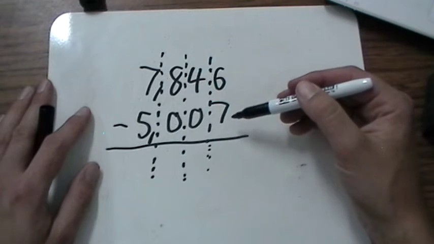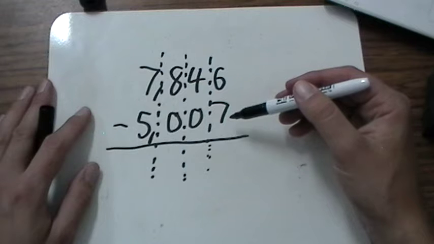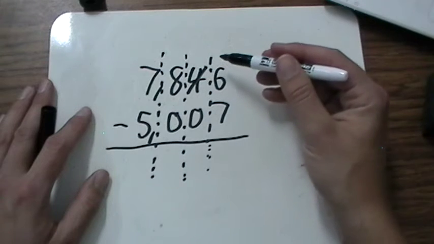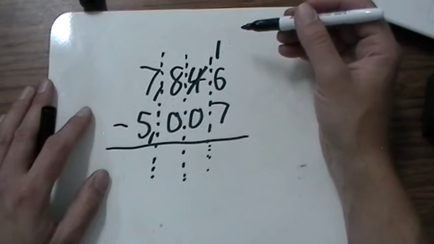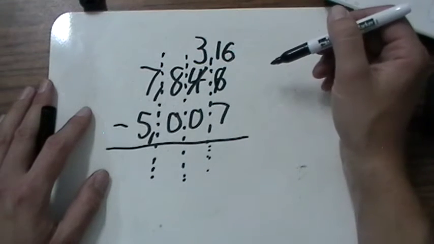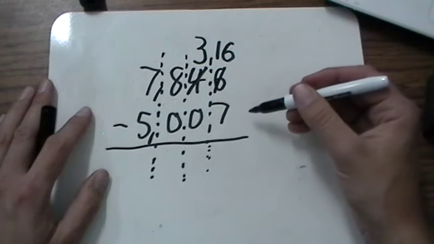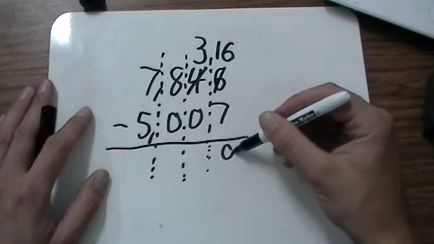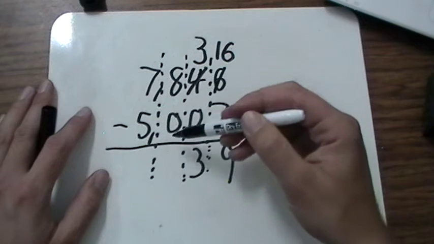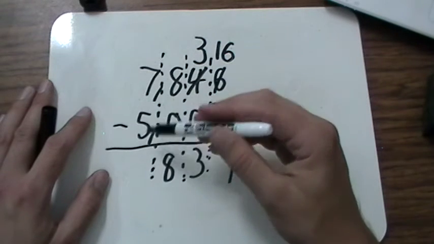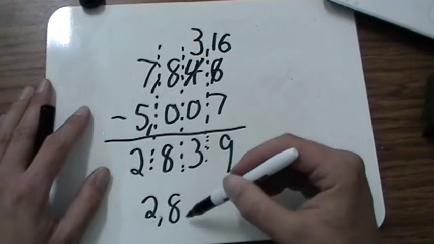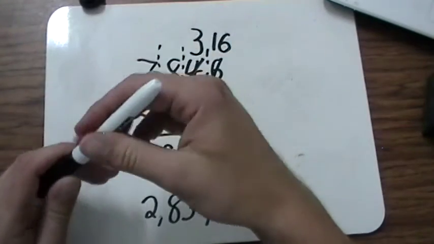6 subtract 7. Uh-oh, 7's bigger, so I have to borrow. When I borrow, I regroup. I'm borrowing 1 from the 4. Put that 1 up here. 4 subtract 1 is 3. This now gets read as 16. 16 take away 7. That's 9. 3 take away 0, 3. 8 take away 0, 8. 7 take away 5, 2. So when I subtract the numbers, I get 2,839. All right, so be careful.